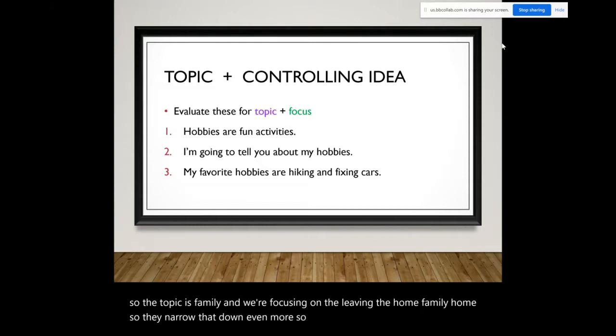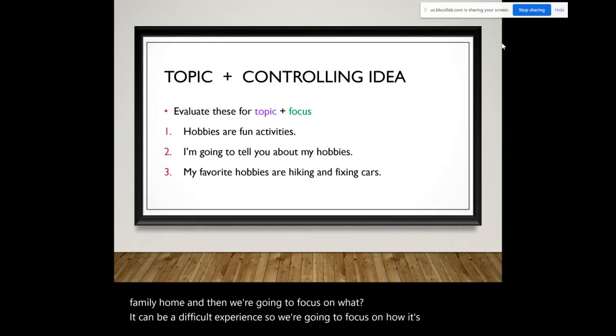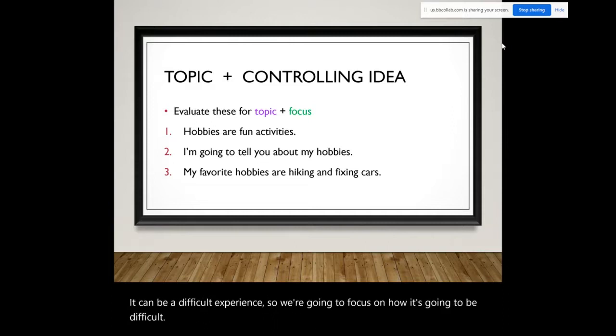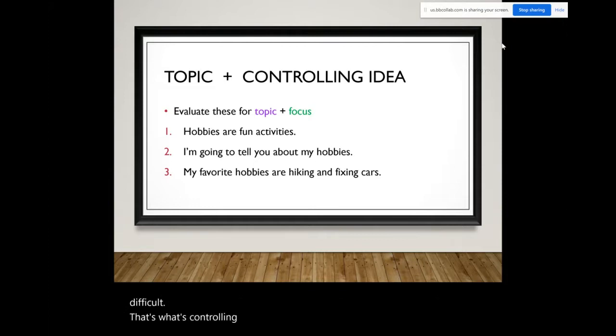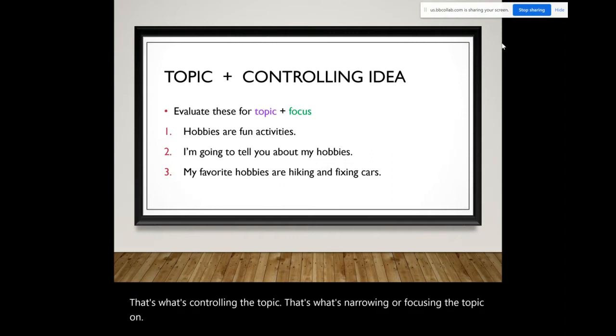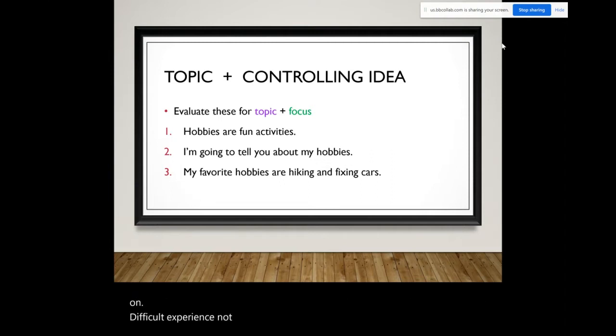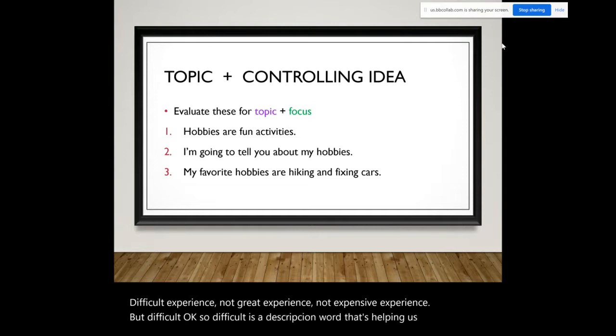So that's our topic now, leaving the family home. And then we're going to focus on what? It can be a difficult experience. So we're going to focus on how it's going to be difficult. That's what's controlling the topic. That's what's narrowing or focusing the topic on difficult experience, not great experience, not expensive experience, but difficult. Okay, so difficult is a description word that's helping us to focus the topic.